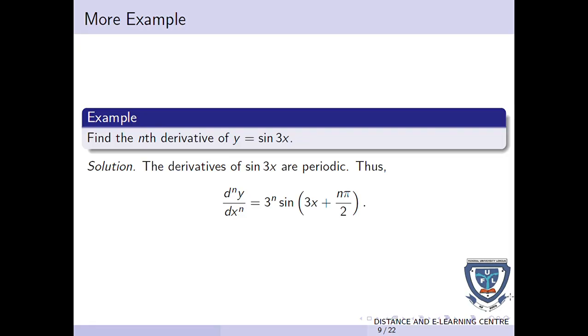Now, following this thought process, we are going to look at this simple example. We should find the nth derivative of y when y is equal to sine 3x. The derivatives of sine 3x are periodic, thus d^n y all over dx^n will give us 3 raised to power n sine (3x plus n pi over 2). You can show the working to confirm the result.